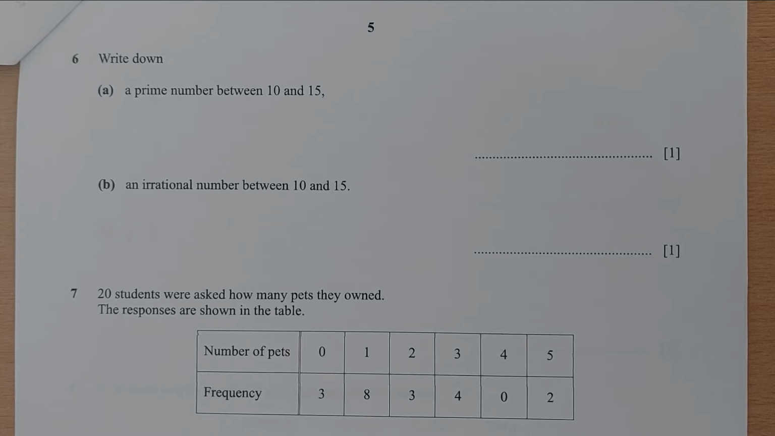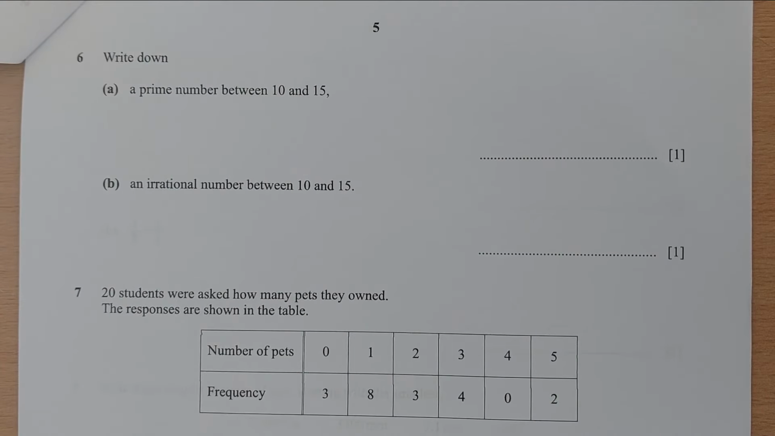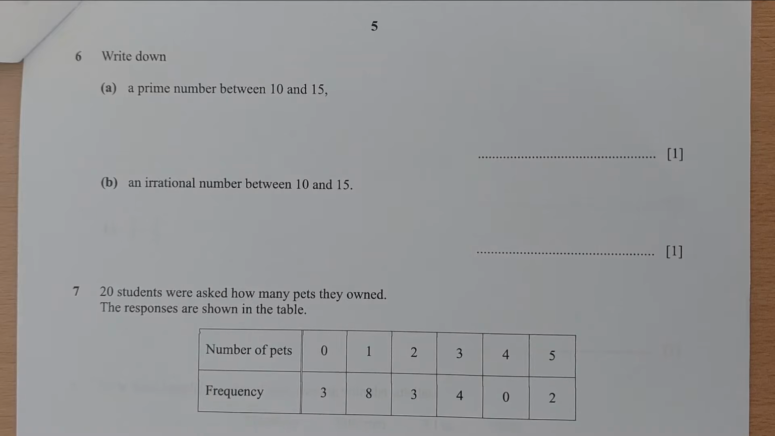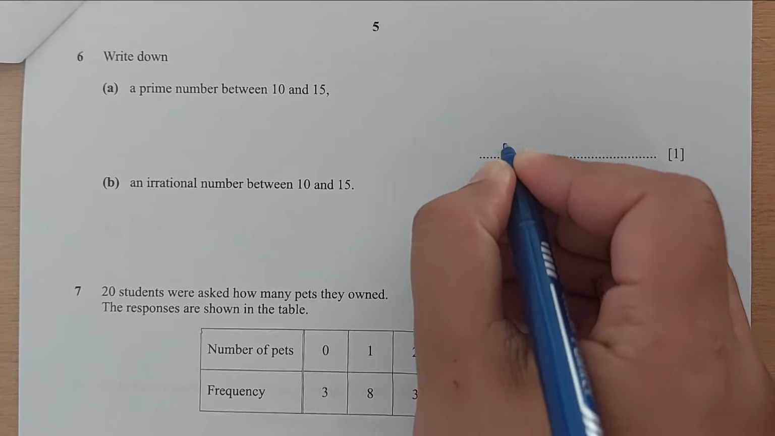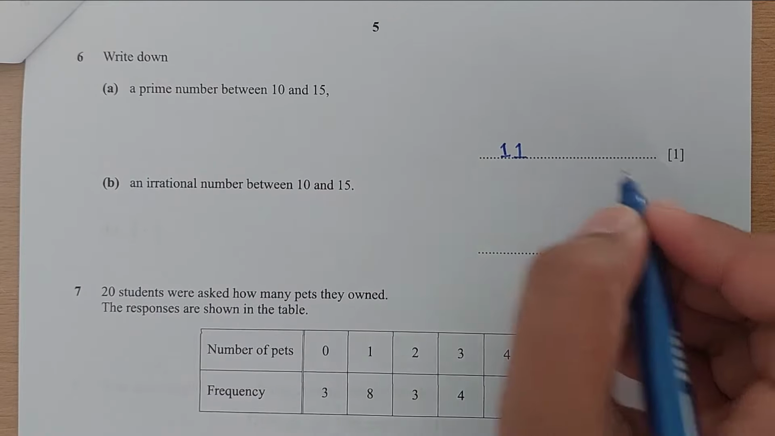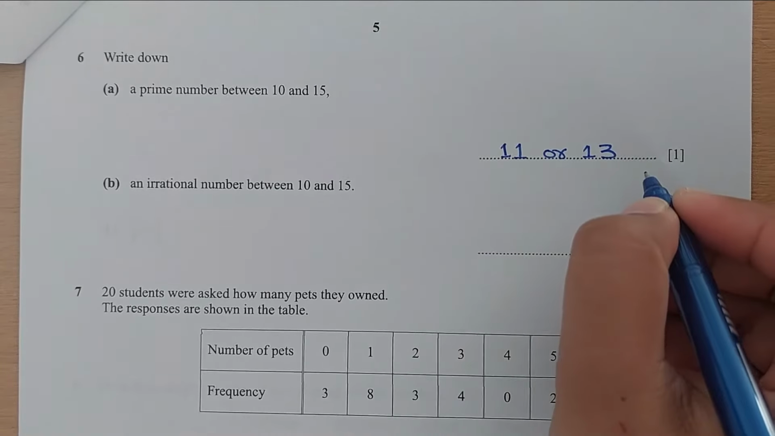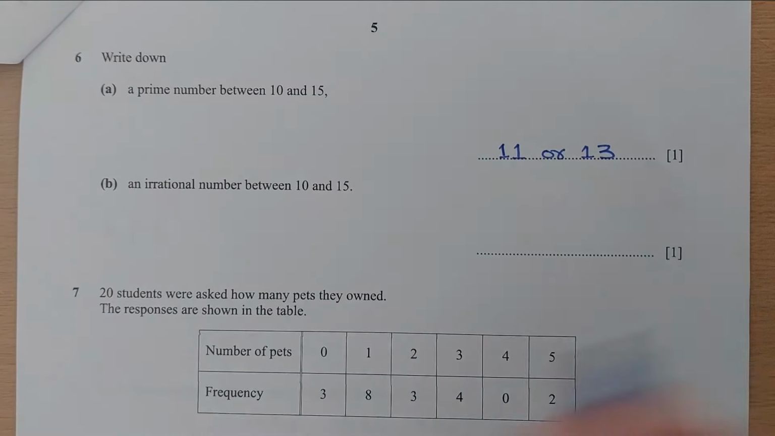Question number 6 in A part. A prime number between 10 and 15. So between 10 and 15 we have 11. 11 is a prime number, yes. 12 is not a prime number. 13 is a prime number. 14 is not a prime number.